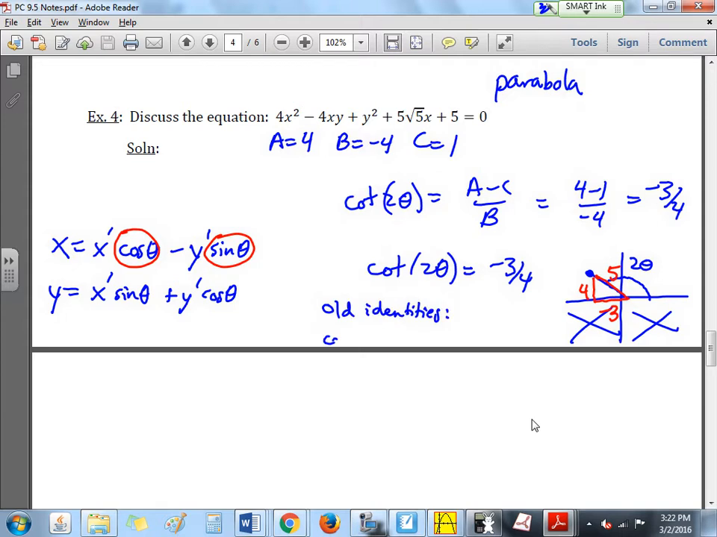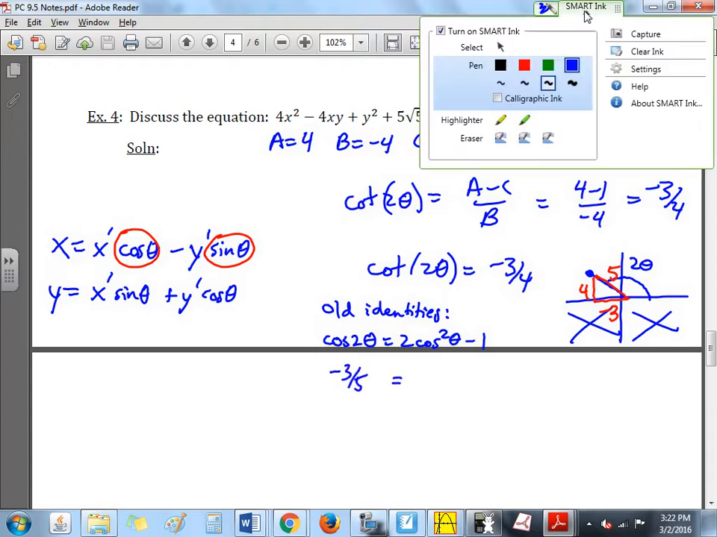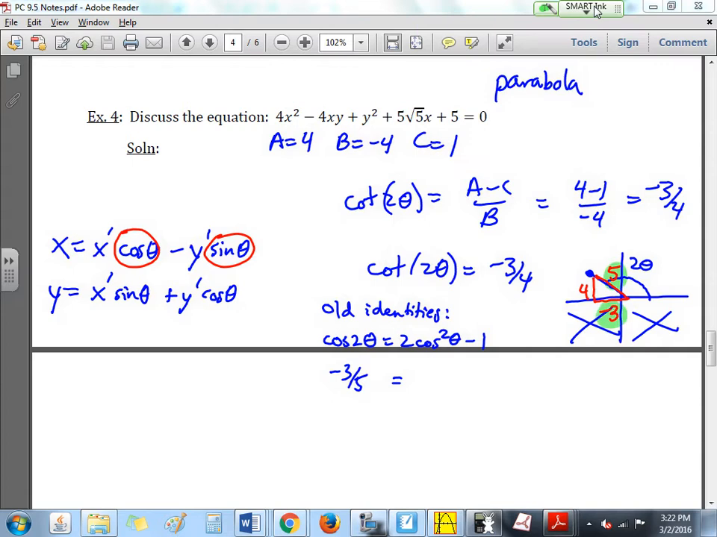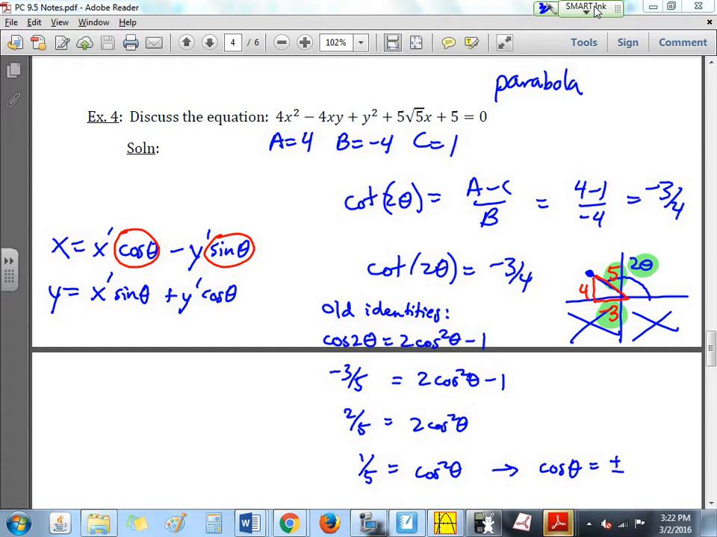So we know that cosine 2 theta is 2 cosine squared theta minus 1. That's a true statement. We could substitute in negative 3/5 here, because we got that from our triangle. Look at the triangle. We know that cosine is negative 3/5, right? And that's for the 2 theta drawing. Okay, so that's what we're going to do. Okay, and then you're going to add the 1 over. Divide by 2. And square root. You're going to find that cosine theta is either plus or minus root 5 over 5.